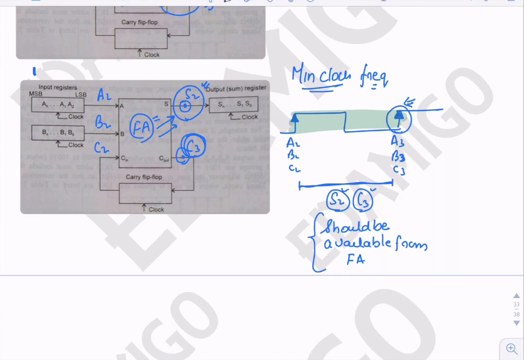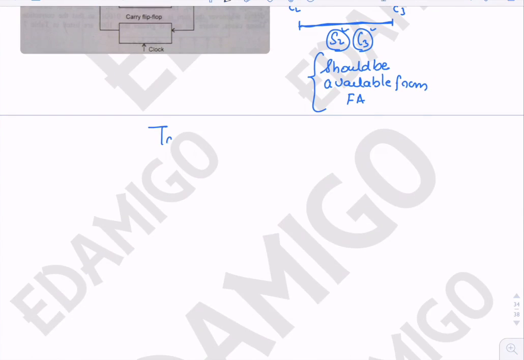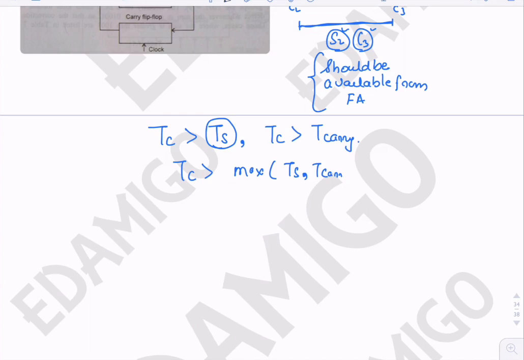Okay, so it is very clear that the time period of the clock should be greater than the time taken by the full adder to produce the sum, and the time period of the clock should be greater than the time taken by the full adder to produce the carry. So we can say that the time period of the clock should be greater than the maximum of the sum and carry delays. Okay, so this is very important.